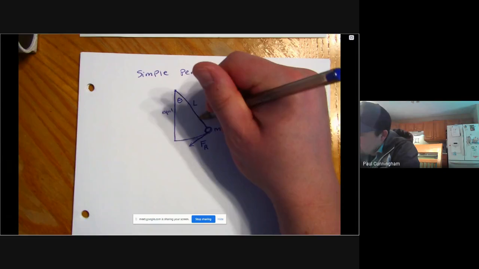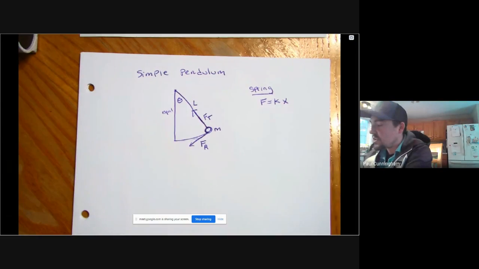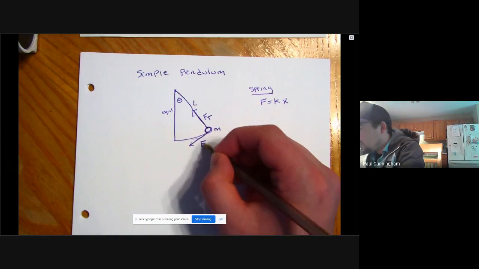We have this force right here along this line. This would be the tension in the string, FT for tension. And then what acts straight down?